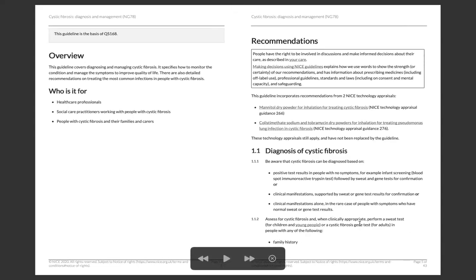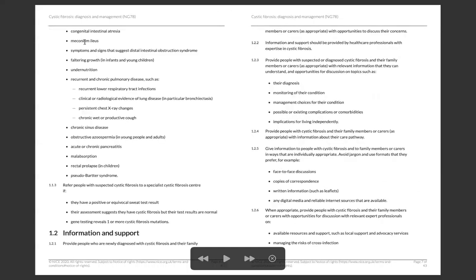Assess for cystic fibrosis and, when clinically appropriate, perform a sweat test for children and young people or a cystic fibrosis gene test for adults in people with any of the following: family history, congenital intestinal atresia, meconium ileus, symptoms and signs that suggest distal intestinal obstruction syndrome, faltering growth, undernutrition, recurrent and chronic pulmonary disease such as recurrent lower respiratory infections. In our child there was delayed passage of meconium and there were recurrent lower respiratory tract infections.